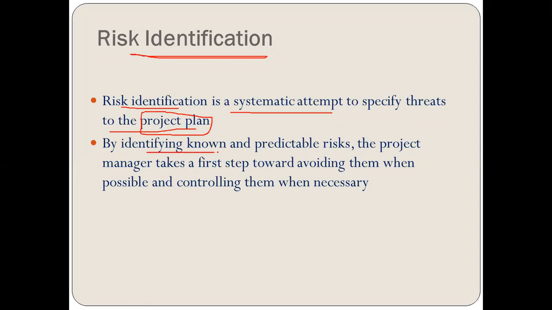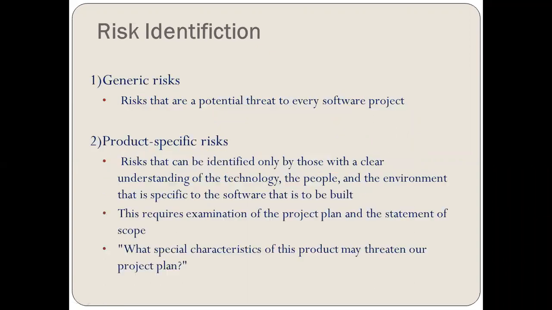By identifying known predictable risks, the project manager takes a first step toward avoiding them and, when possible, controlling them when necessary. That means the first agenda is avoiding the risk, and if not avoidable, then we are going to work on controlling the risk. Controlling means we will try to reduce the impact of the risk. These are the two tasks we are going to do in the risk identification process.